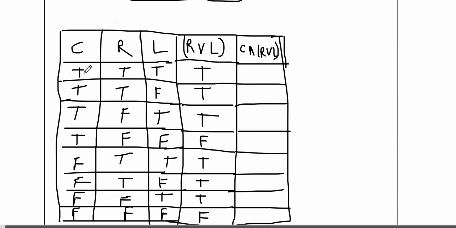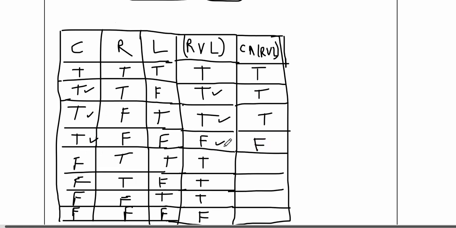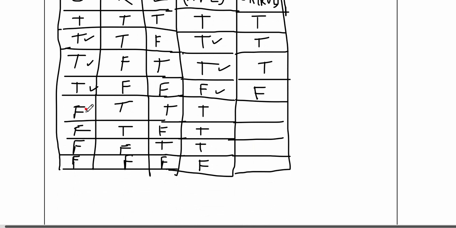Now we see C is true, R or L is also true, so the result is true. Here true, true, so our result is true. This is true, but this is false, so the result will be false because we want both sides to be true. Now this is false. Now all are false. It doesn't matter, we need both sides to be true, so all results will be false only.